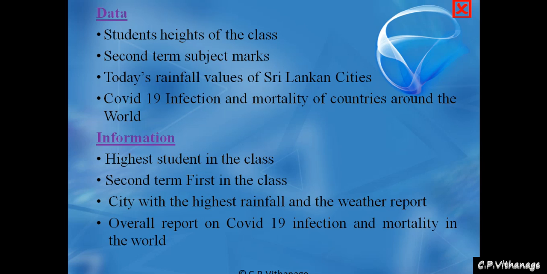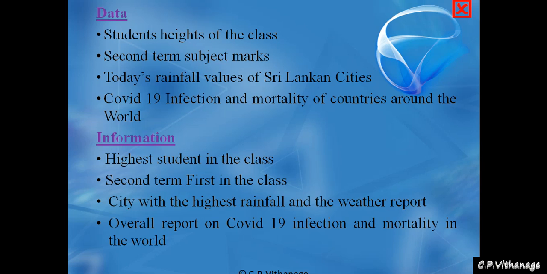Then when we get the GCE A level and O level results, again we are doing analysis, right? Then we can say this number of students have passed the exam, this number of students have qualified for the universities, have qualified to do their A level. So likewise we can give information.